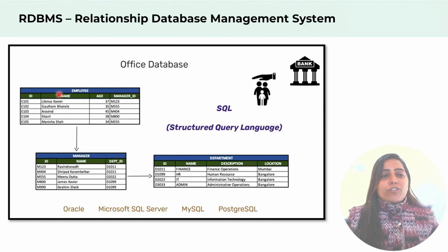And this kind of a relational database management system is mostly carried out in banks, insurance companies, and also in many other different companies like Netflix, Oracle, etc. So SQL is a standard and the DBMS used are Oracle, Microsoft SQL Server, MySQL, PostgreSQL, etc.